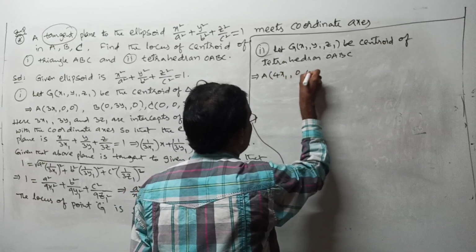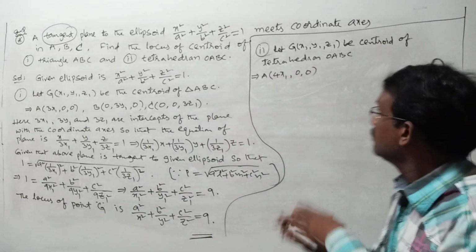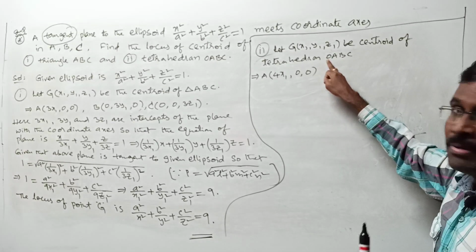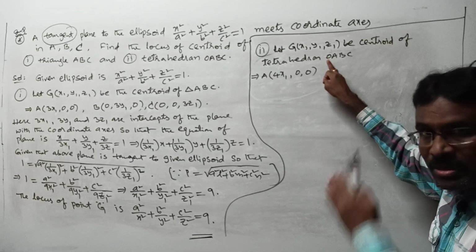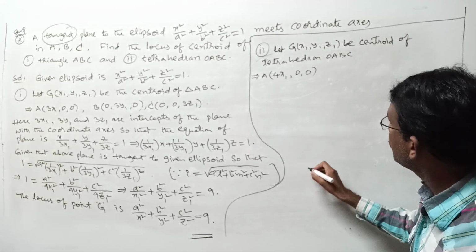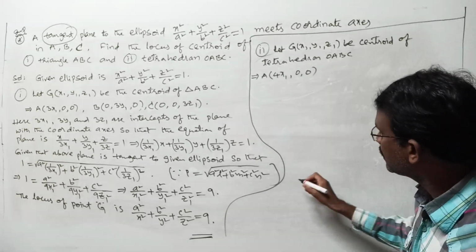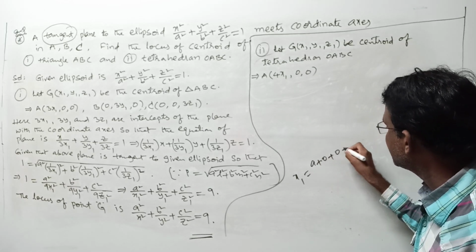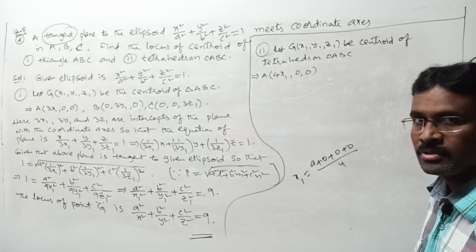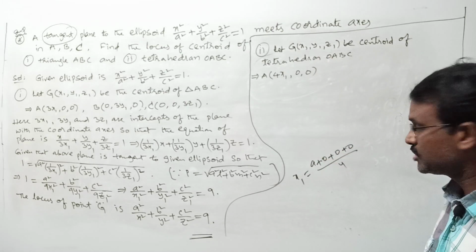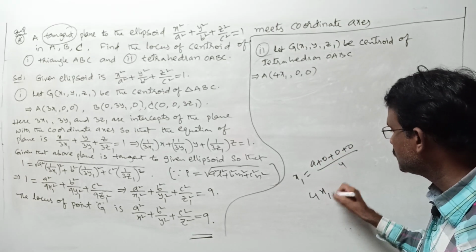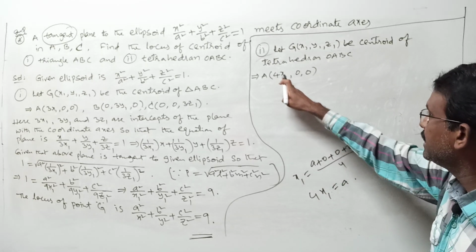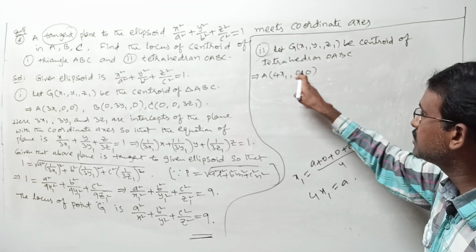So the A point is (4x1, 0, 0). Any doubt? Because here in tetrahedron OABC there are 4 points, and the origin also has to be taken. Now x1 becomes (A plus 0 plus 0 plus 0) by 4, where A is a point on the x axis, then A is 4x1. So your point is (4x1, 0, 0).